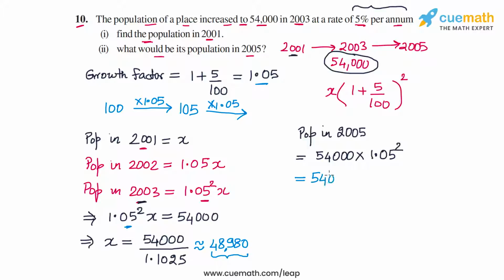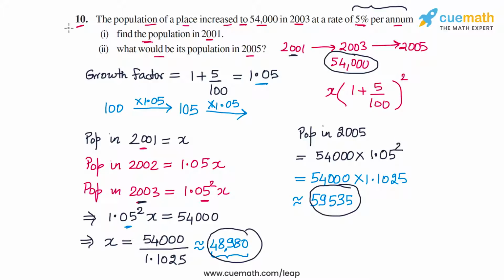So this is equal to 54,000 into 1.1025, and this roughly comes out, rounded off, to be 59,535. So the population in 2005 will be 59,535. This is the answer to question 10. The population in 2001 was 48,980, and in 2005 it will be 59,535. So that completes question number 10.